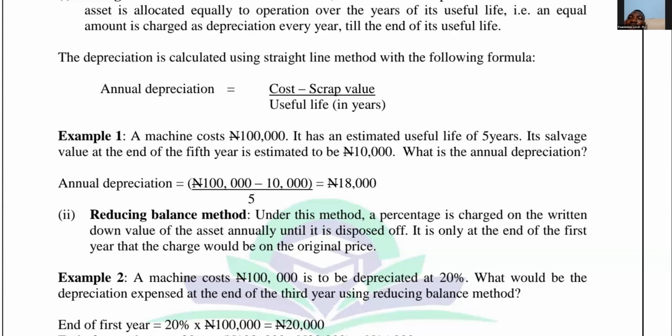Now you take 100,000 minus 10,000, which is the cost minus salvage value, which is also known as scrap value or residual value. So it means that the total worth of the asset that you want to consume over a particular period of time is 90,000 naira. Now, how many years do you want to spread it over? You want to spread it through 5 years. So now it will be 90,000 divided by 5. It means on a yearly basis, the wear and tear on the asset will be 18,000.